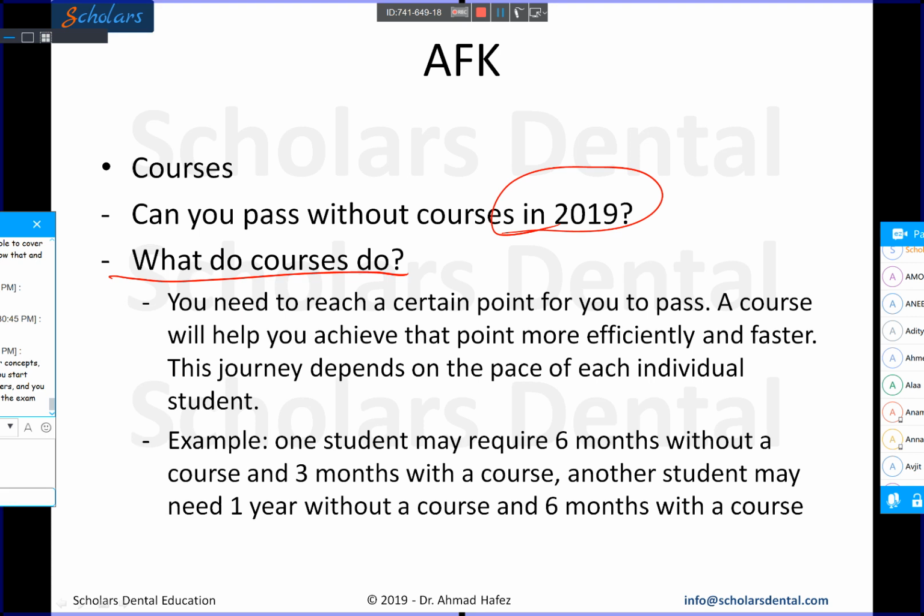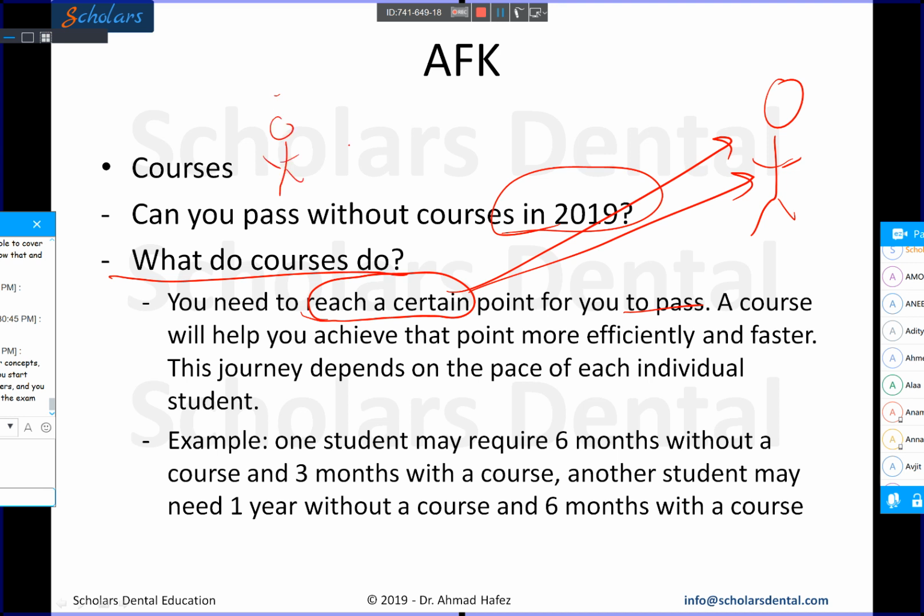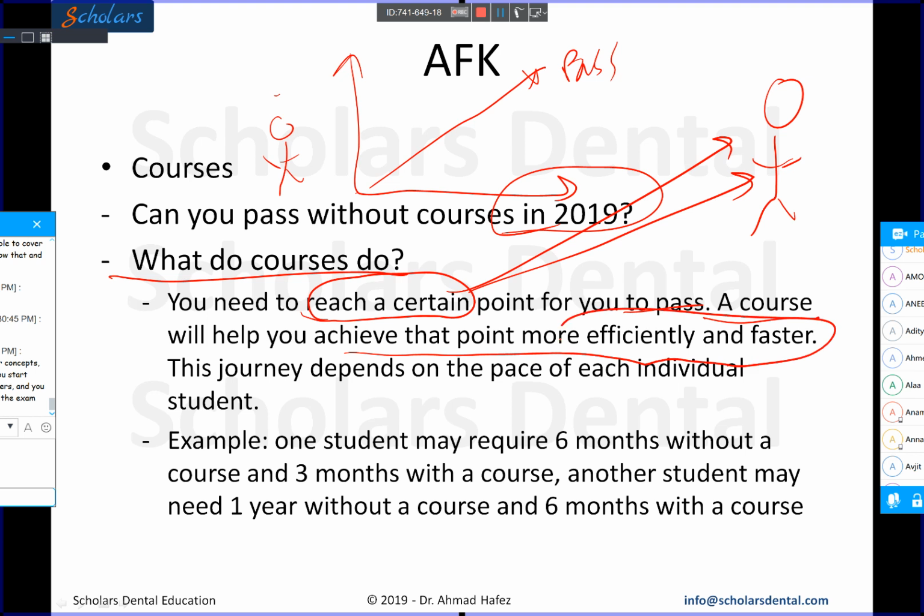You'll understand what it requires for you to pass. Every student needs to reach a certain point of knowledge and confidence to pass. So this is you again, and this is your scale here, and you need to reach a certain point, boom, pass. And this is, let's say, knowledge and memory, effort, everything. A course will help you achieve that point more efficiently and faster.